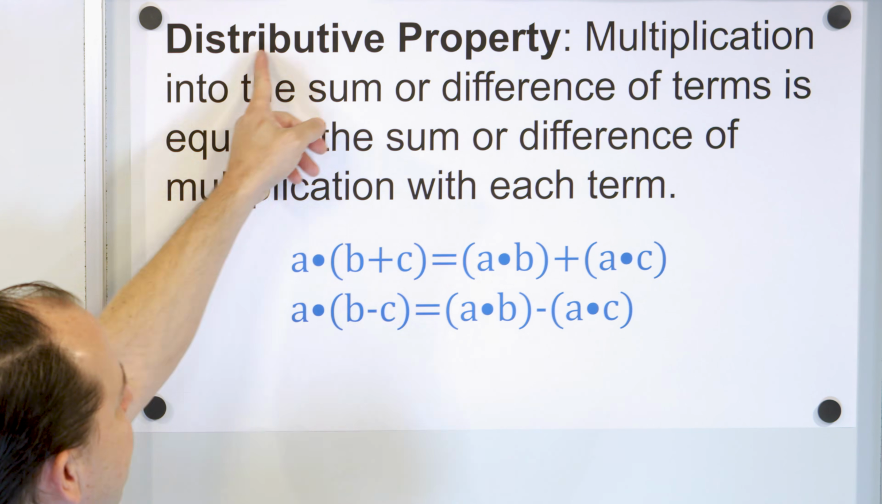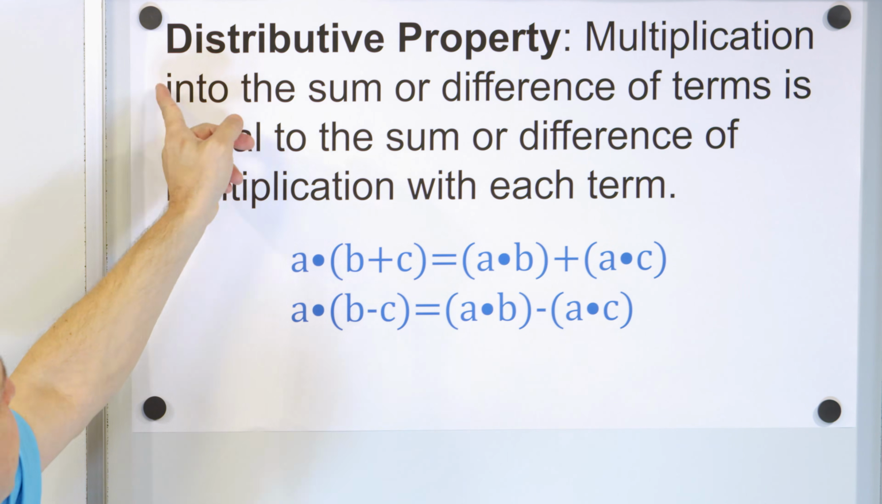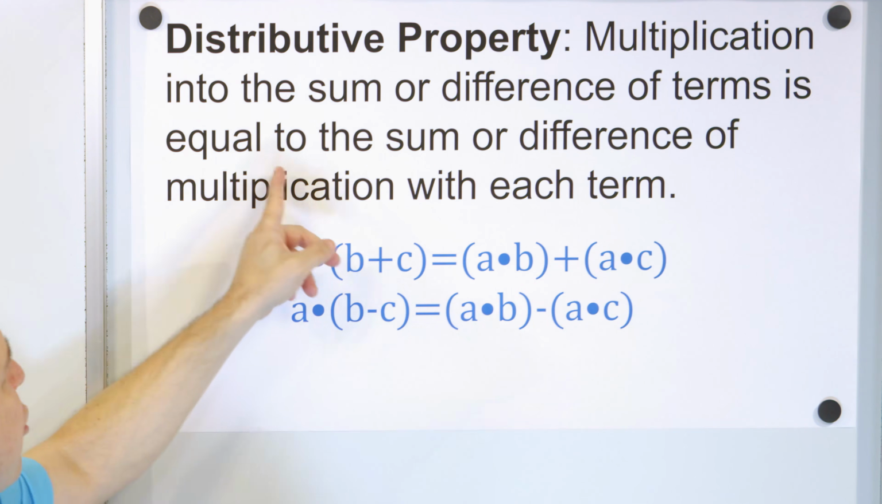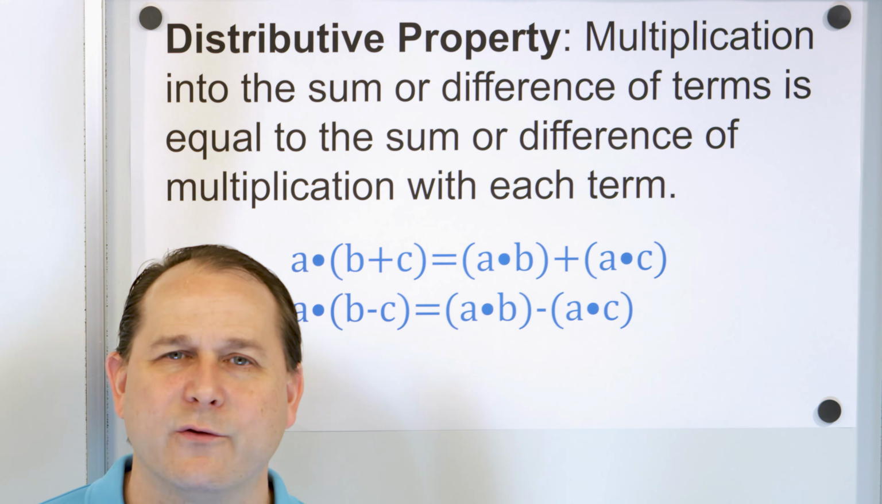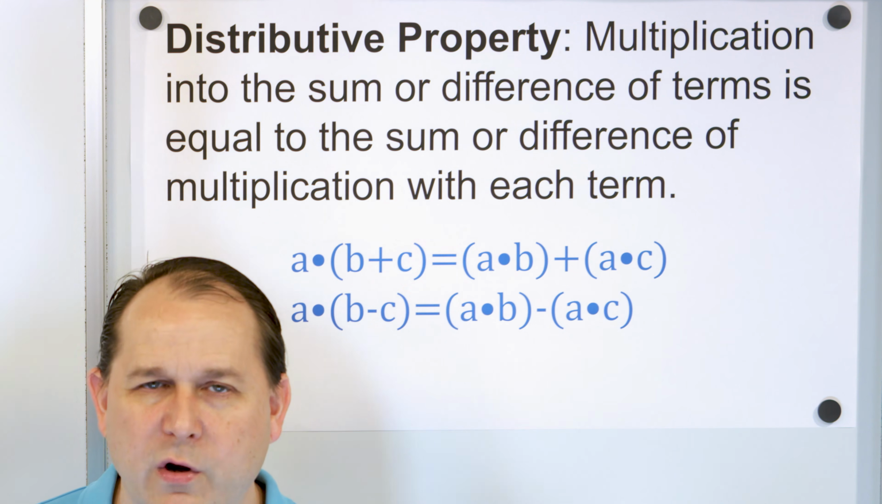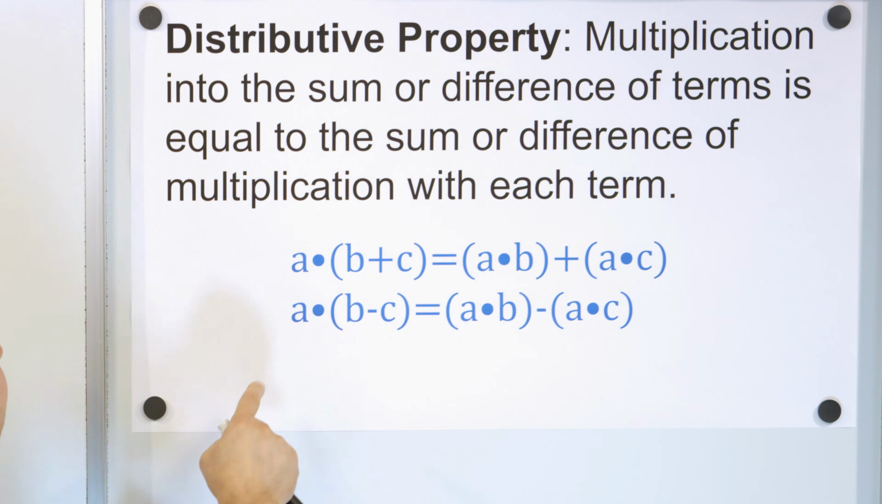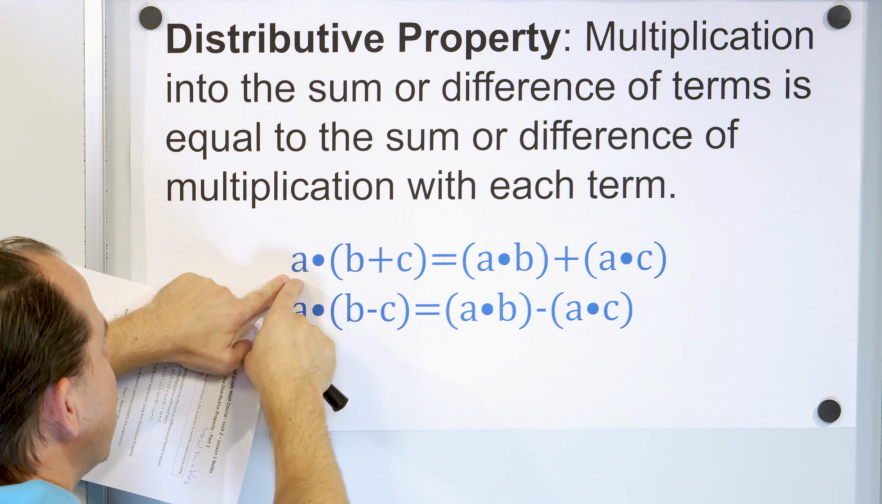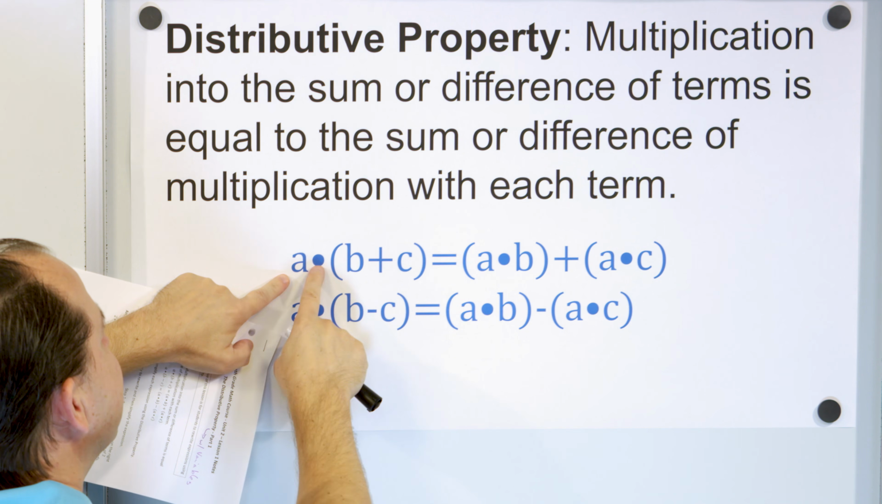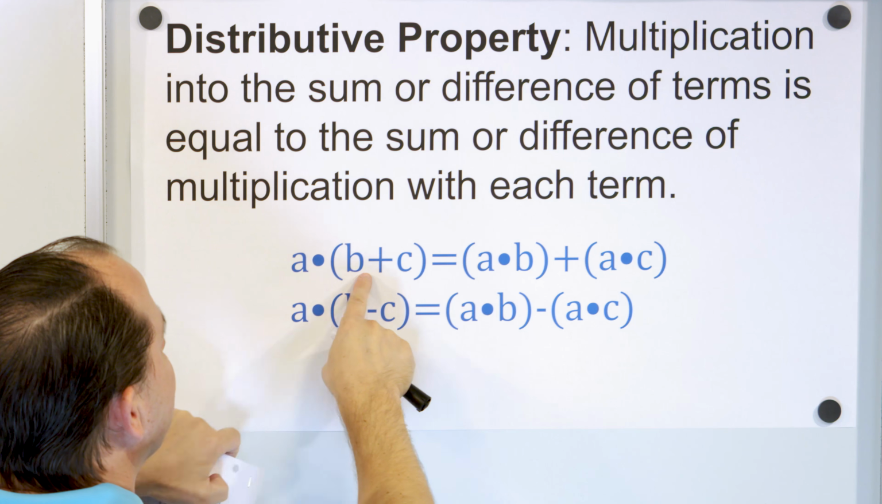So the distributive property is a bunch of words, right? Multiplication into the sum or difference of terms is equal to the sum or difference of multiplication with each term. Lots of words. Most people fall asleep when they read words like this. What it's actually telling you is that if you have something, we'll call it A, but A could be anything. It could be a number or it could be a variable like this. And it's multiplied by a parentheses term with something added.